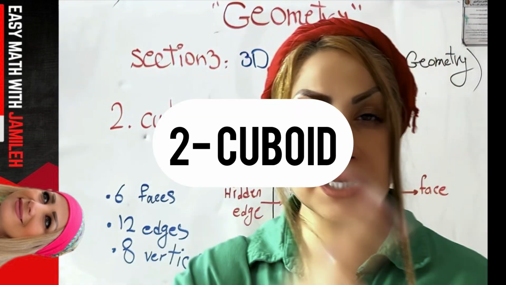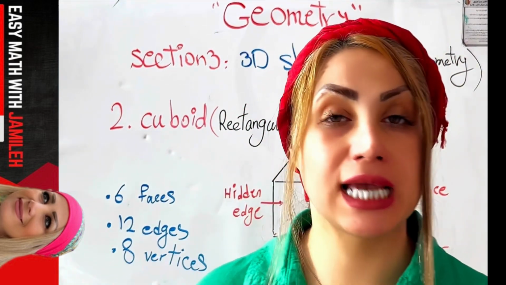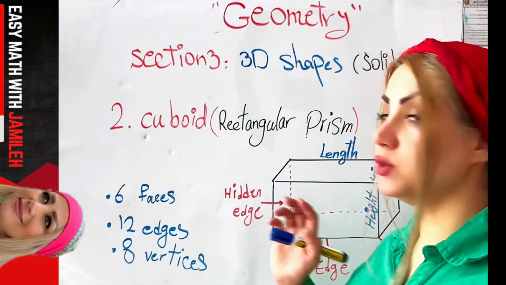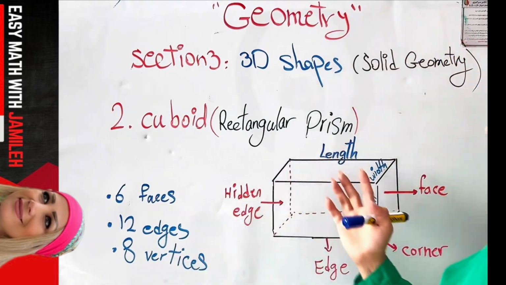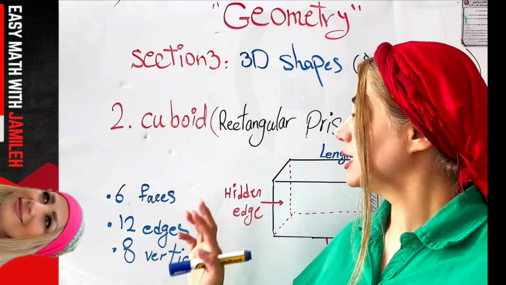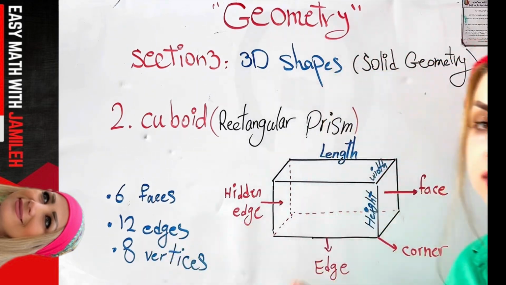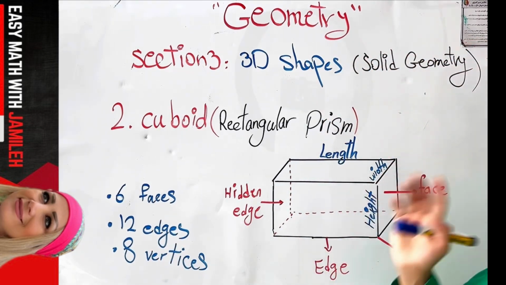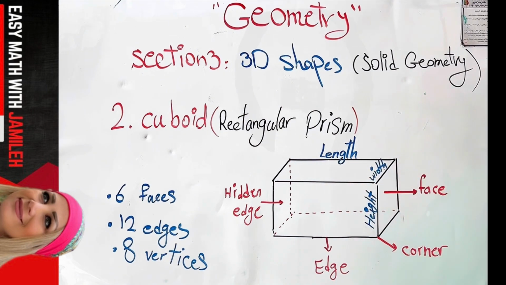Number two, cuboid or rectangular prism. Similar to a cube, but the faces can be rectangular, not necessarily a square. It has 6 faces, 12 edges, and 8 vertices. And the key measurements are length, width, and height.